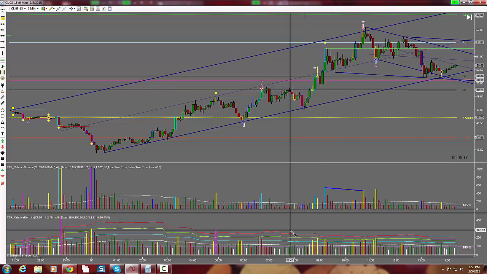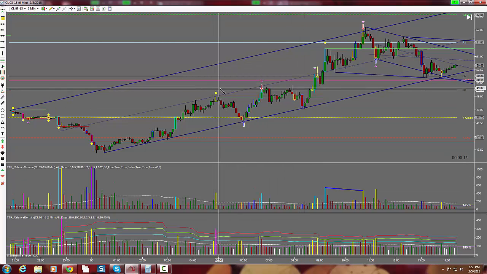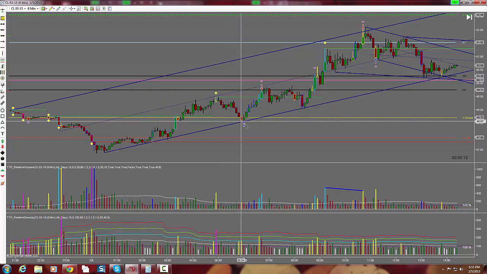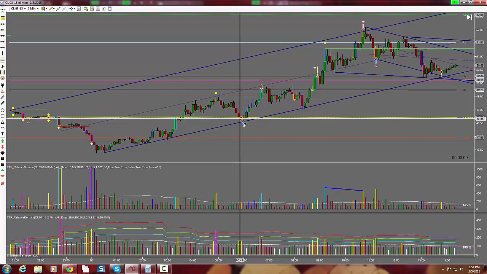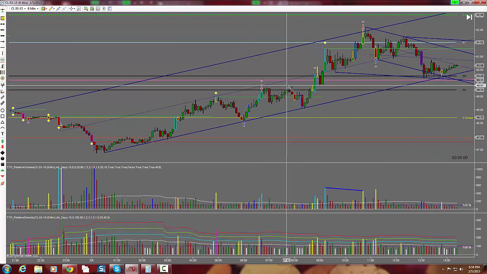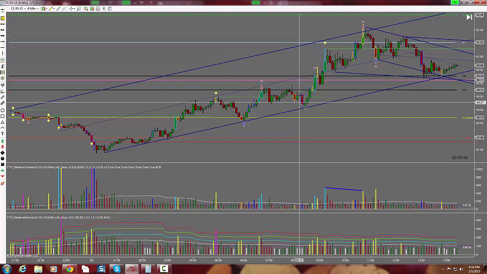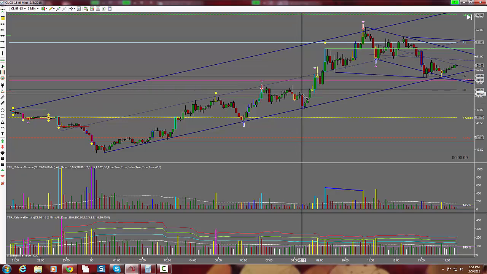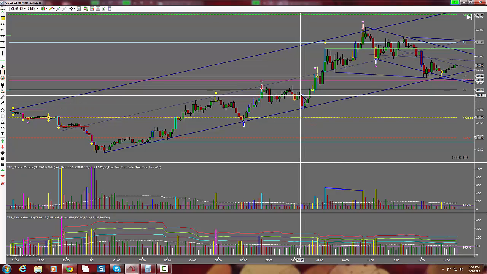There are two types of pullbacks. You'll have a pullback where at the very end of it you'll have increased relative density, signaling the low being put in, where it's taking more volume, more contracts to move the market down every tick further. So you have support coming in there, or you'll have decreasing relative density where essentially what's happening is you have a lack of supply. So as we come down more and more, we come down further, the selling just dries up.